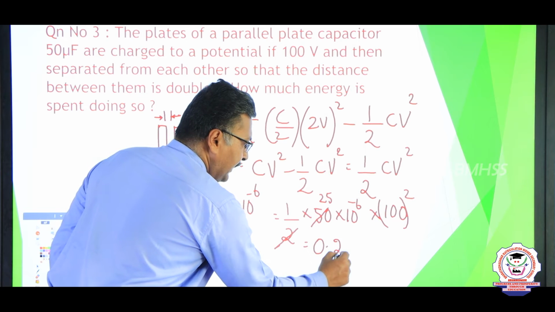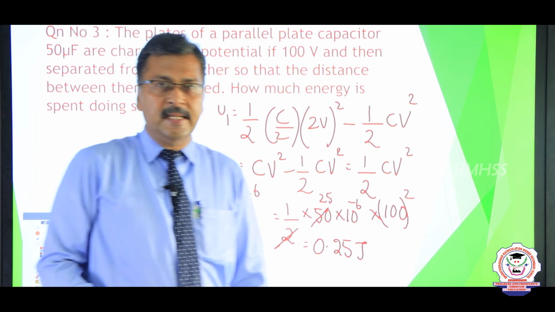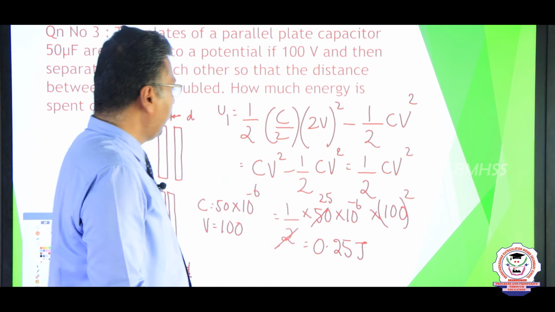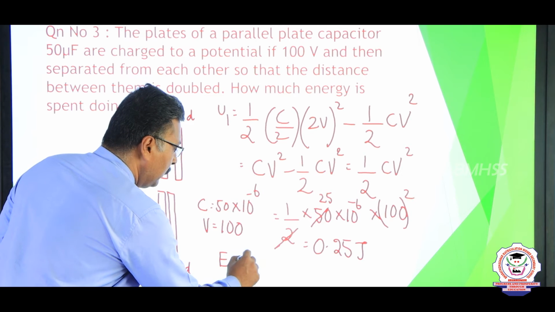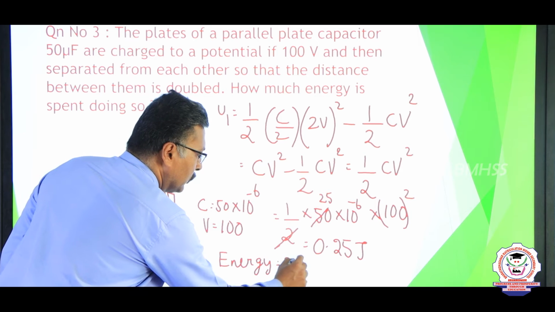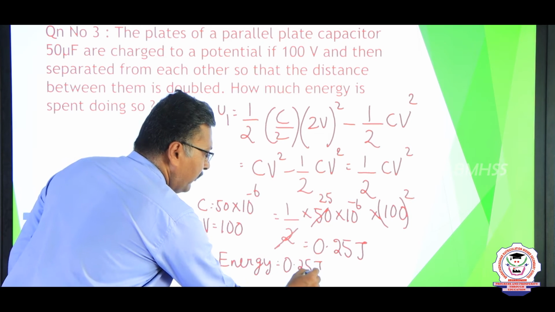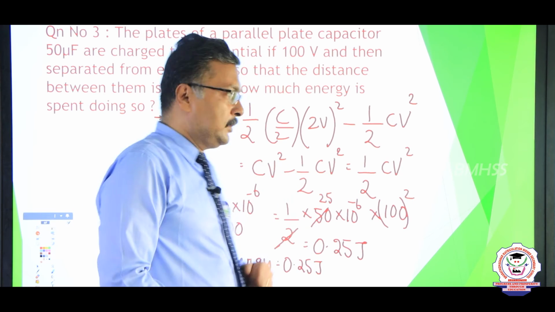So you are practicing one topic called capacitance energy. We will go to the next problem. So the answer is, energy decrease is equal to 0.25 joules. You look for this answer after confidently working the problem with the formula, and you can share the answer.